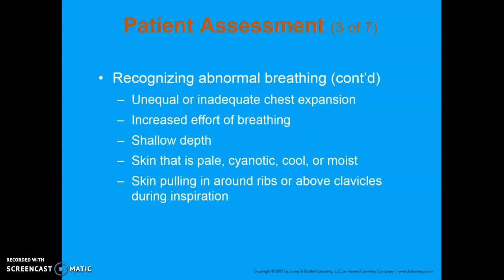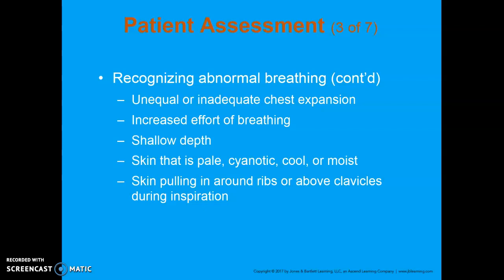Another sign of abnormal breathing is unequal or inadequate chest expansion. One part of the chest rises differently than the other, or it really just doesn't come up enough for them to take a normal breath. Increased effort of breathing: you can see this in the use of accessory muscles, muscles that you don't usually use a lot for breathing. Now all of a sudden you're trying to bring them in. Shallow depth, so a reduced tidal volume. They're just not taking in a whole lot of air.